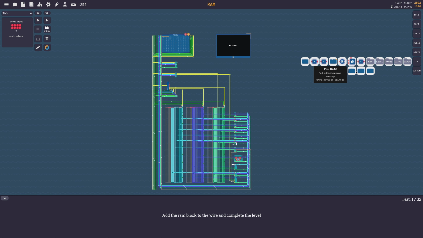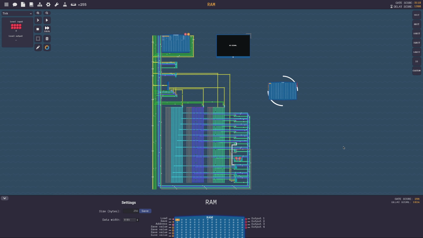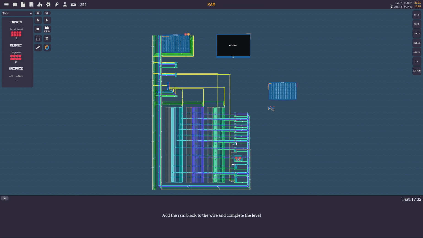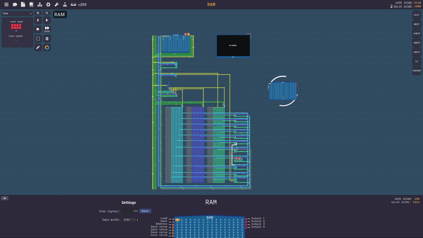Wait, what? Fast RAM, latency RAM. Okay, so we have this RAM. It costs 256. Yeah, that's not a single register, which will cost us 33. So 32 registers will cost way more than a RAM, although this does have a cost in delay score.